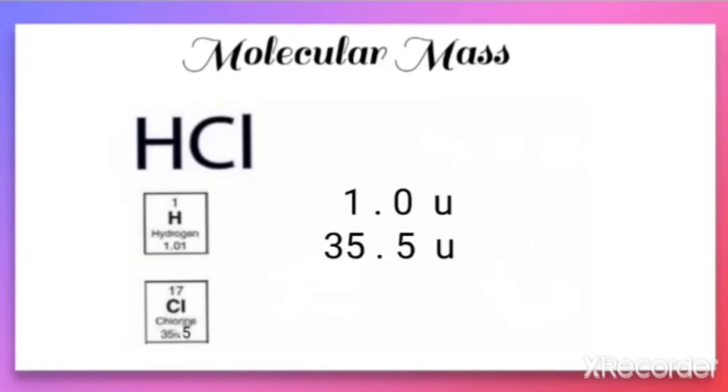Since here there is only a single hydrogen, we are multiplying this with 1, and since there is only one chlorine, we are multiplying with 1. Multiplying with 1 gives the same number. So we can say that 1 plus 35.5 gives rise to 36.5. So 36.5 U is the molecular mass of hydrochloric acid. It's very simple. Let us take the next example.